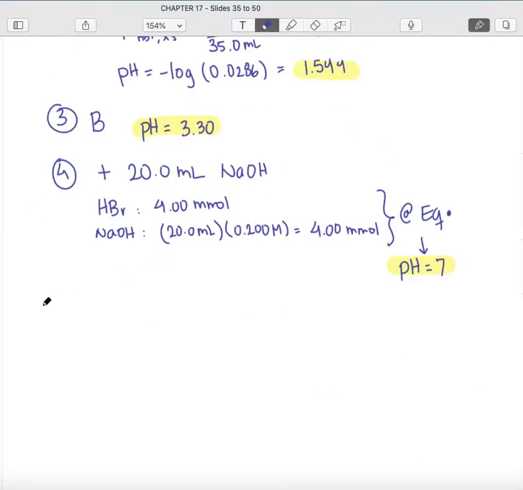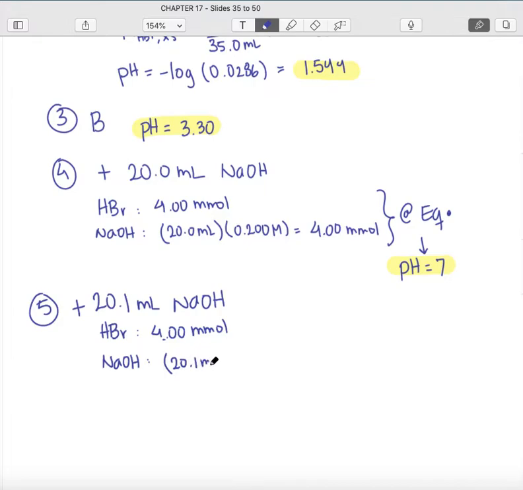And now we go to part 5 of the problem, where we have added 20.1 milliliters of sodium hydroxide, which is our titrant. So again, remember that for HBr, we still began with 4.00 millimoles. That has not changed. Now for the sodium hydroxide, we have a new number of millimoles, which is calculated by taking the volume, 20.1 milliliters, multiplying it by the molarity, which was 0.200 molar, and that is equal to a total of 4.02 millimoles. All right.